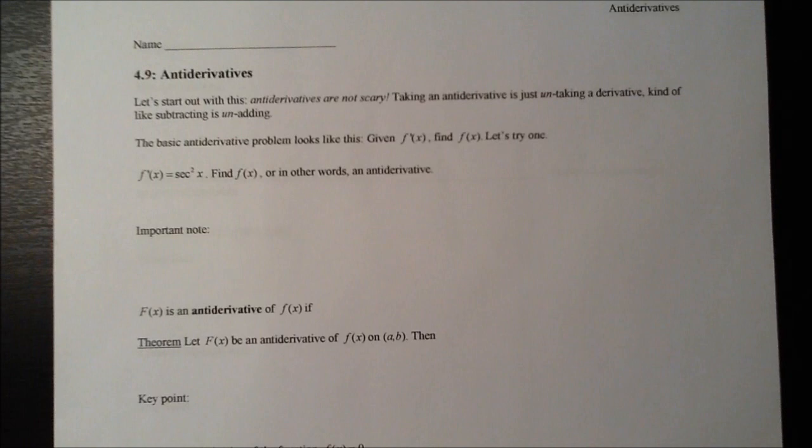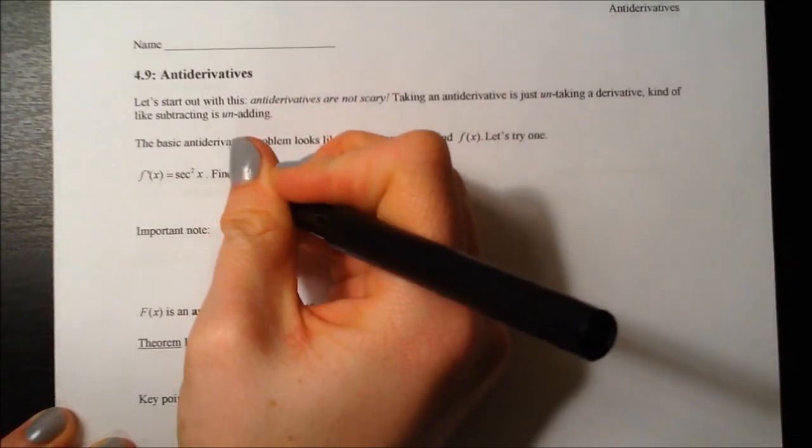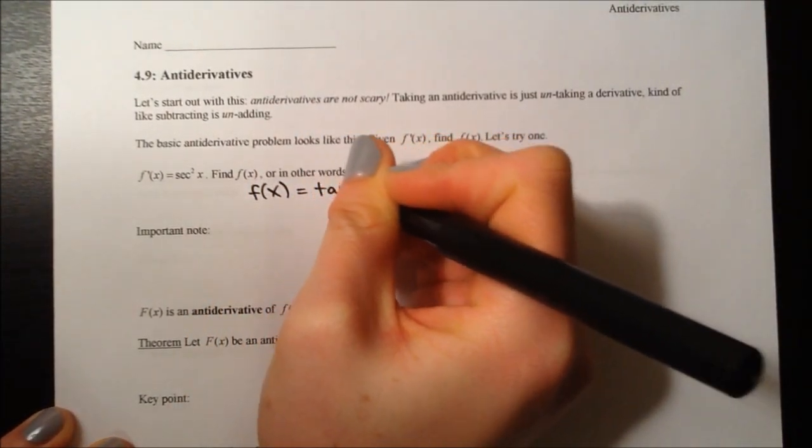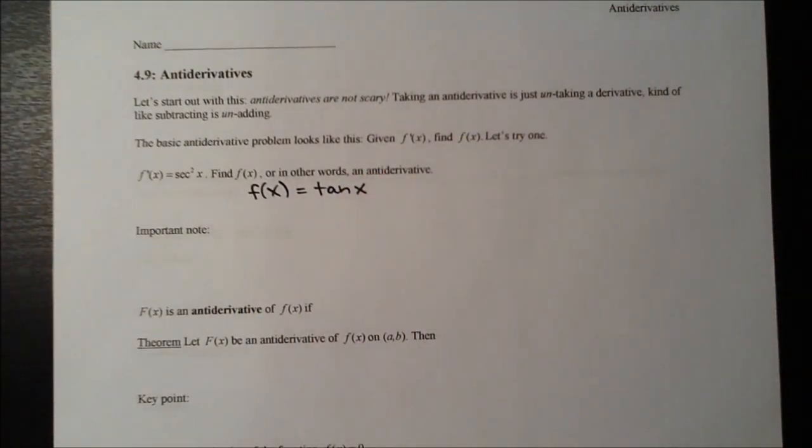And so that function that we're trying to figure out would be tangent. Because if you remember, when you take the derivative of tangent, you get secant squared. So what you do is you write down f of x equals tangent of x. And so it works backwards. If you're trying to figure out, did I do this correctly, you just take the derivative of tangent and you see that yes, you do in fact get secant squared.